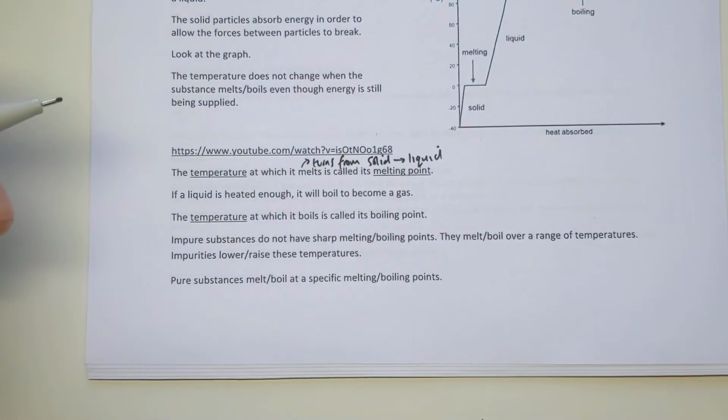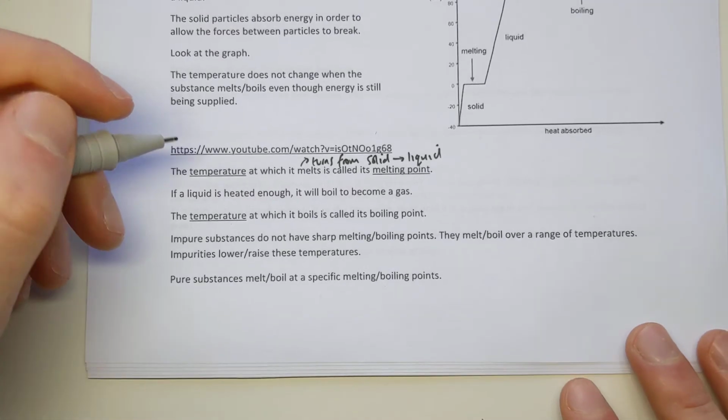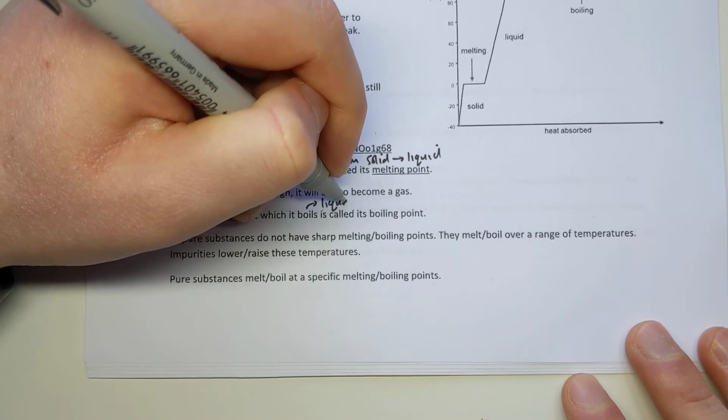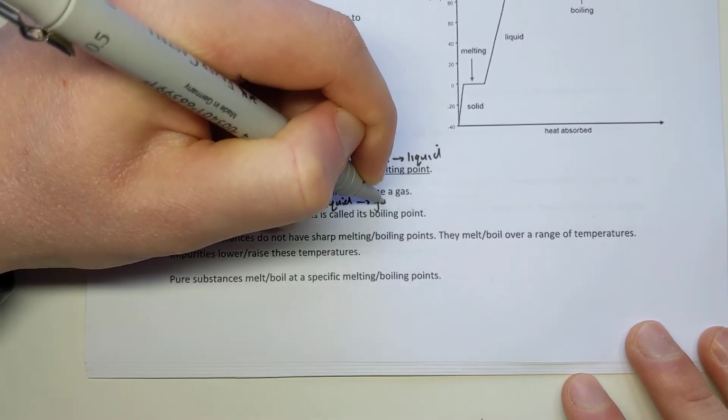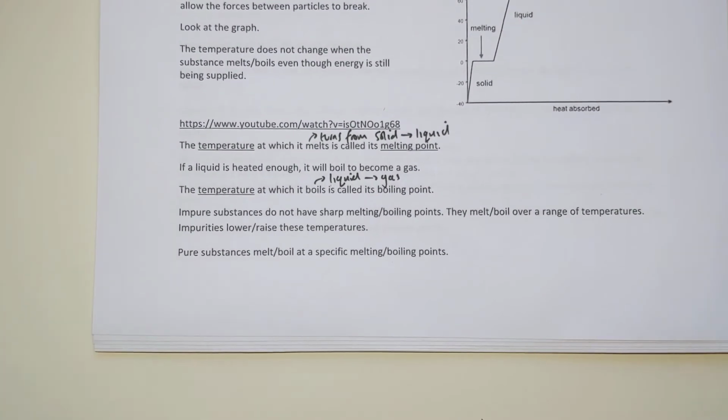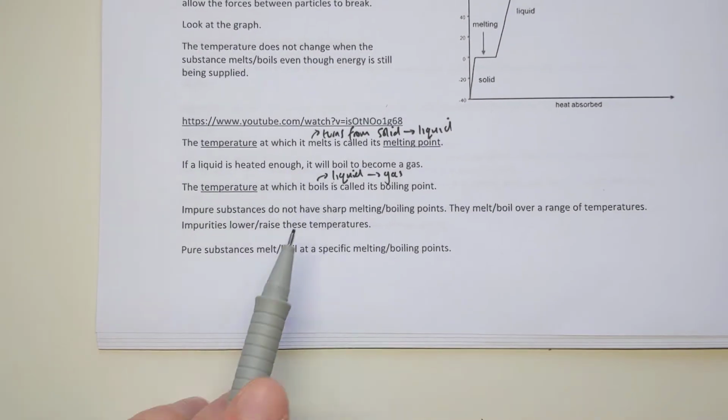So when we mean melting point, we mean the temperature at which it goes from solid to liquid. If we mean boiling point, we mean the temperature at which it turns from a liquid into a gas. So that's how we properly define it. But what's the difference then? Here's the important point down here.